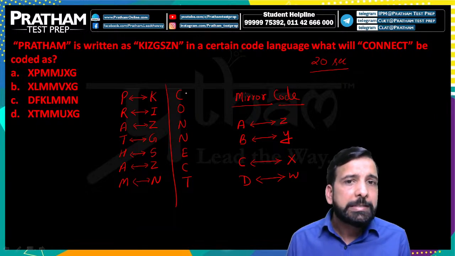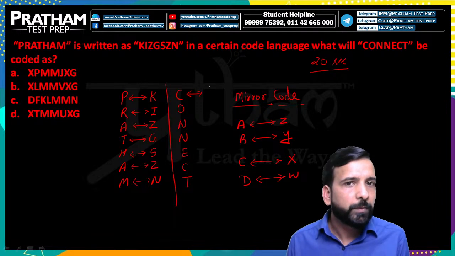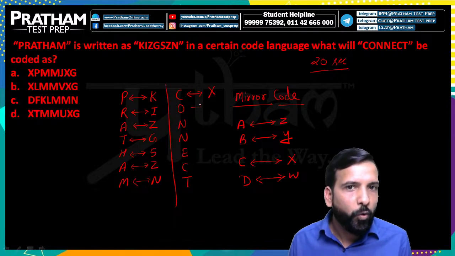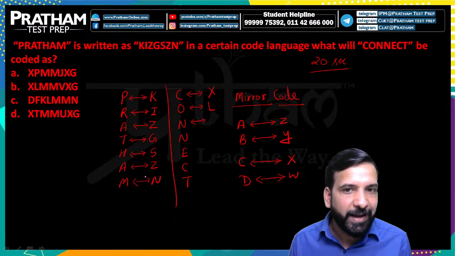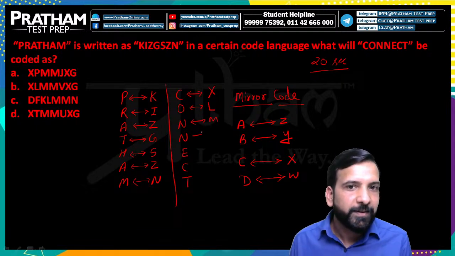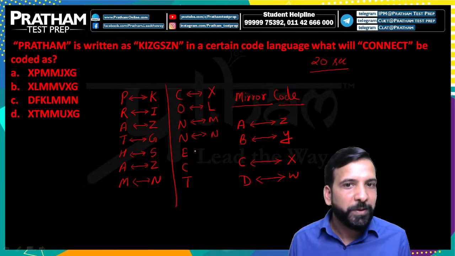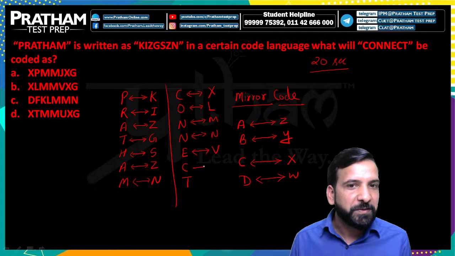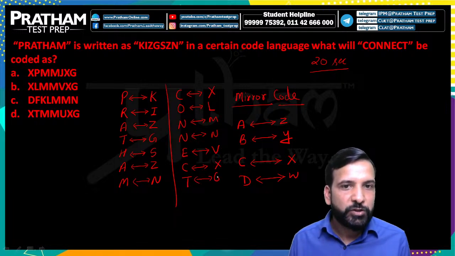What is the code? C's mirror code value is X. O is L. What about N? N and M are mirror codes. What about E? E's mirror code is V. Right. What about C? X. What about T? G. So this is my answer.